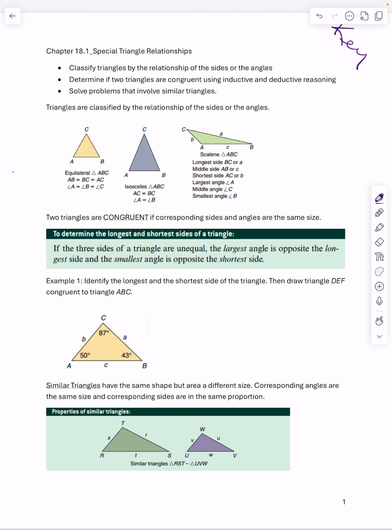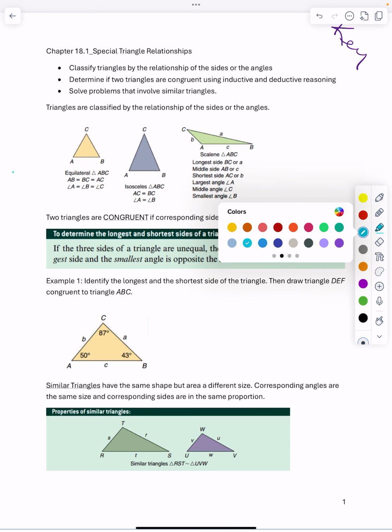So we classify triangles by the sides or the angles. Okay, so we have three triangles that we talk about a lot. Oh, there's a fourth, and we're going to add that in.